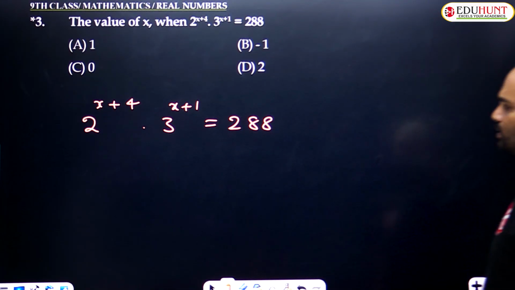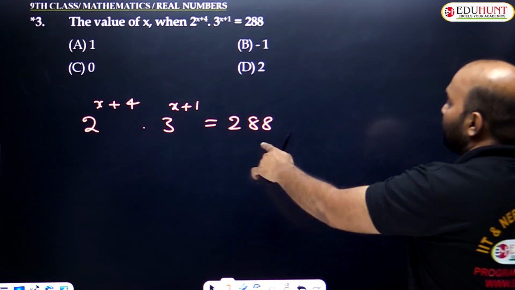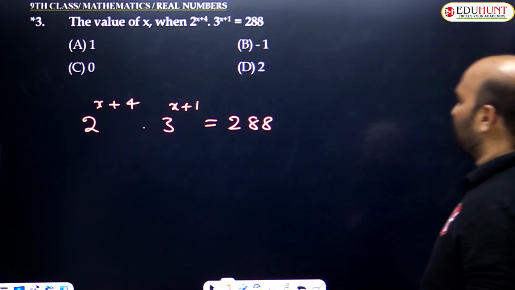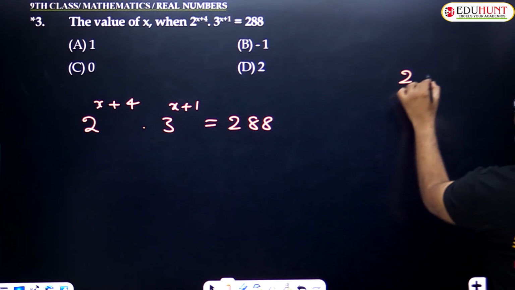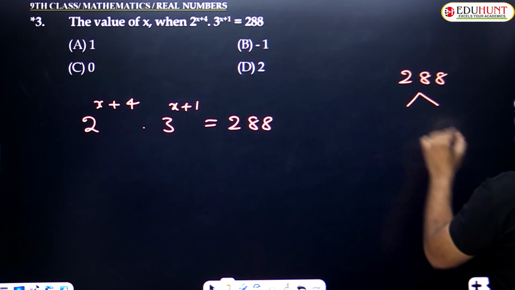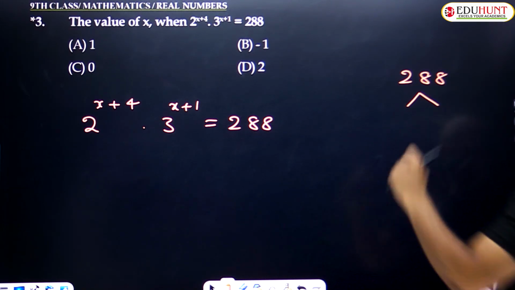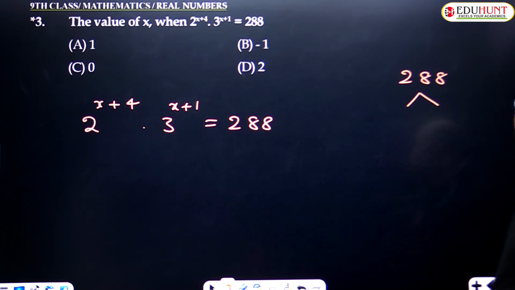The value of x. So clearly we need to understand, the right side 288 is given, so it can be written in terms of prime factors. Don't take a smaller value; if you take a smaller value, you will get a lengthy process.